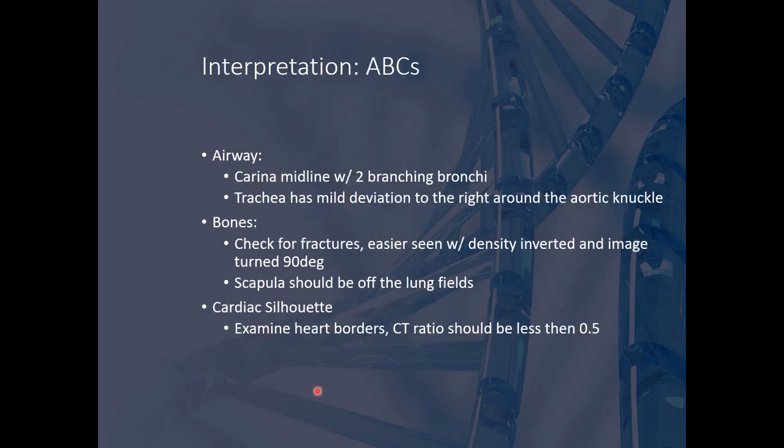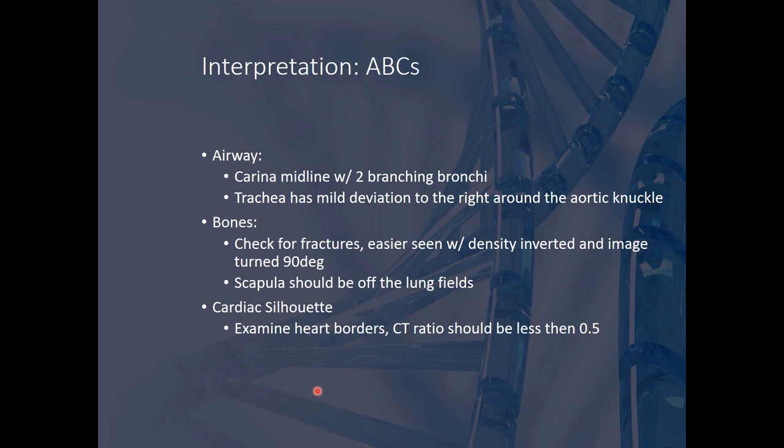How do we interpret these radiographs? Well, we go through the ABC starting with the airway. The carina should be midline. The bones, we want to look for fractures. You're going to turn the radiograph at about 90 degrees to make it easier. In regard to if there's a normal film, the scapula should be off the lung fields, and we'll see what the difference is between an AP to a PA.